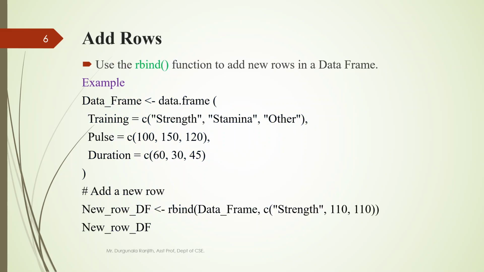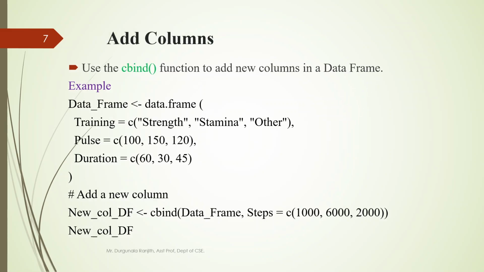Even you can add new rows and new columns to the data frame by using the rbind function and cbind function. Here is the syntax to add a new row. You have to give the data frame name and use the rbind function. Now you are adding the row to the existing data frame. This is the existing data frame that you need to pass as the first argument, and you need to give the row values here. Next, the cbind function is used to add a new column, which means you need to add a new column here.